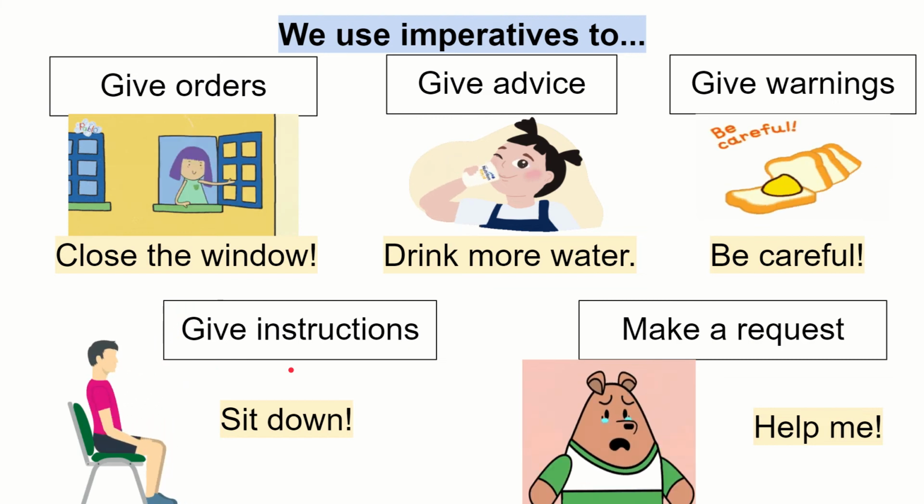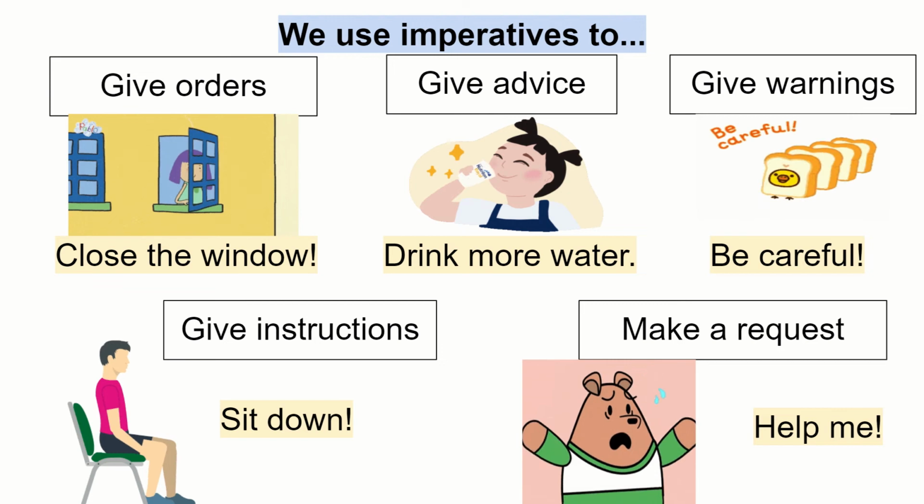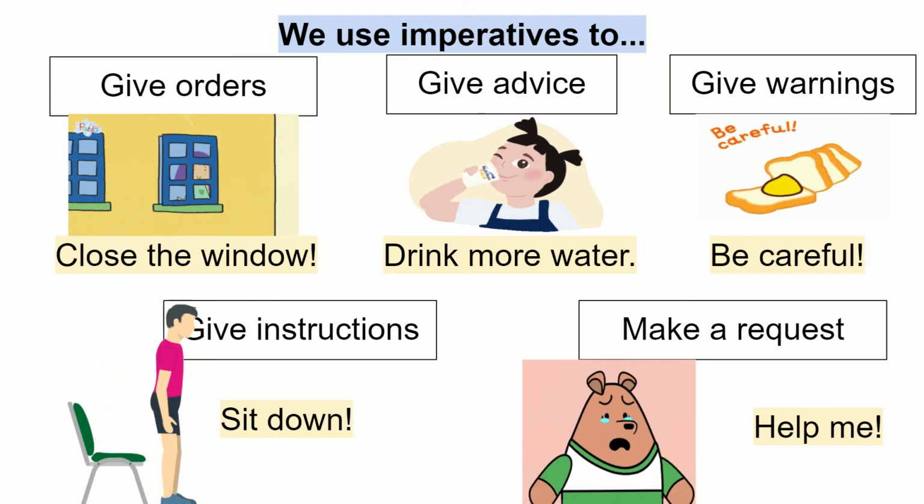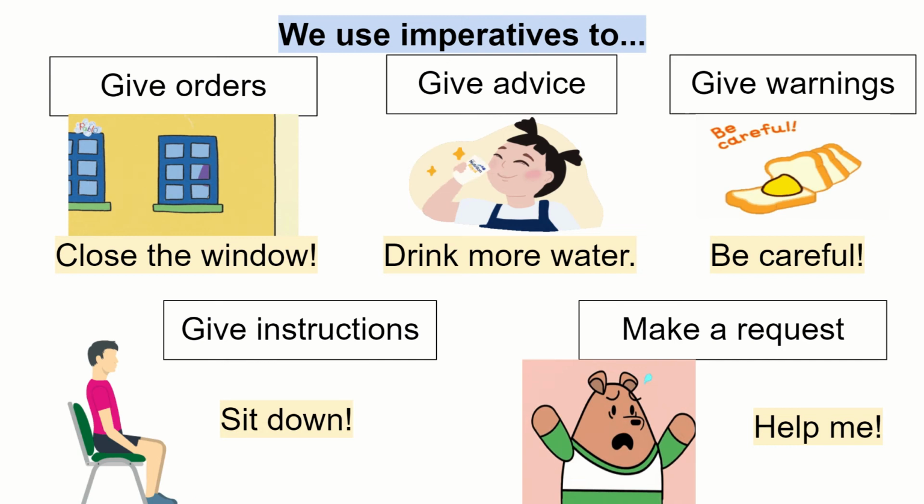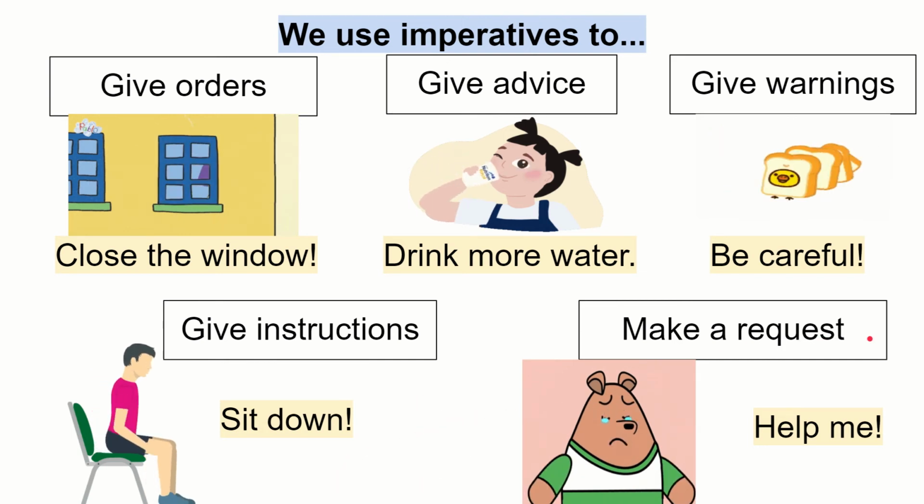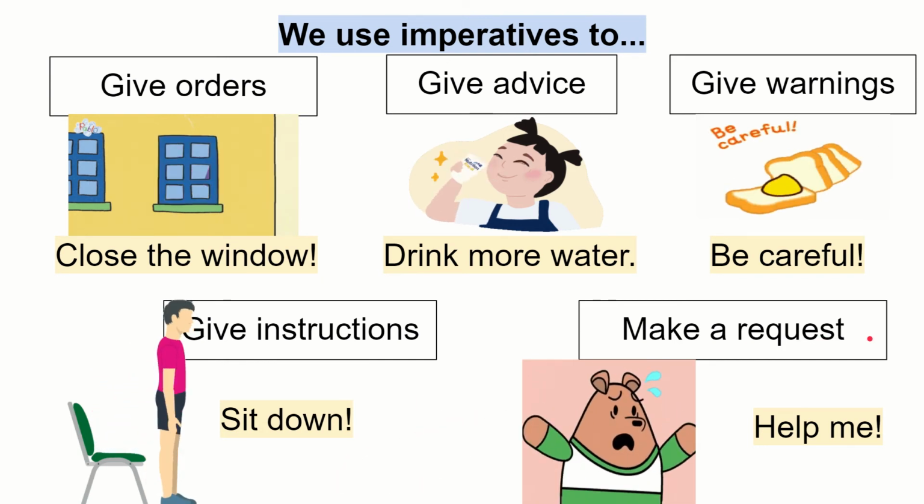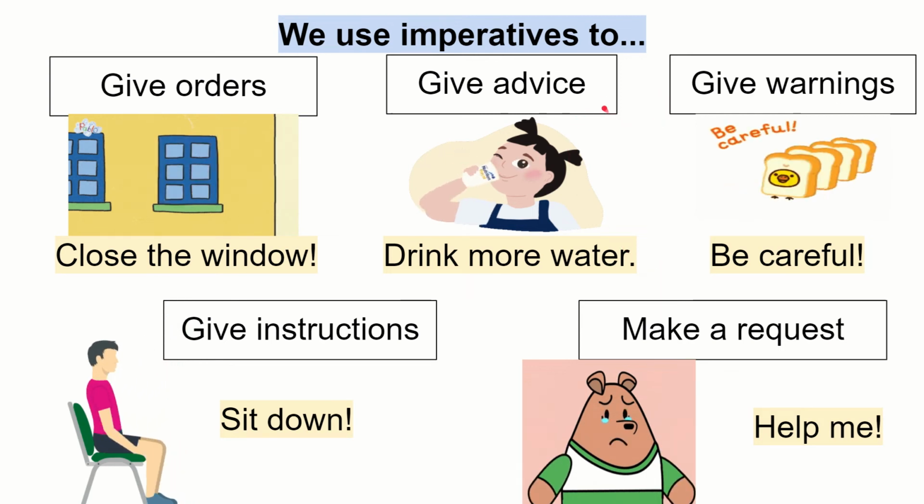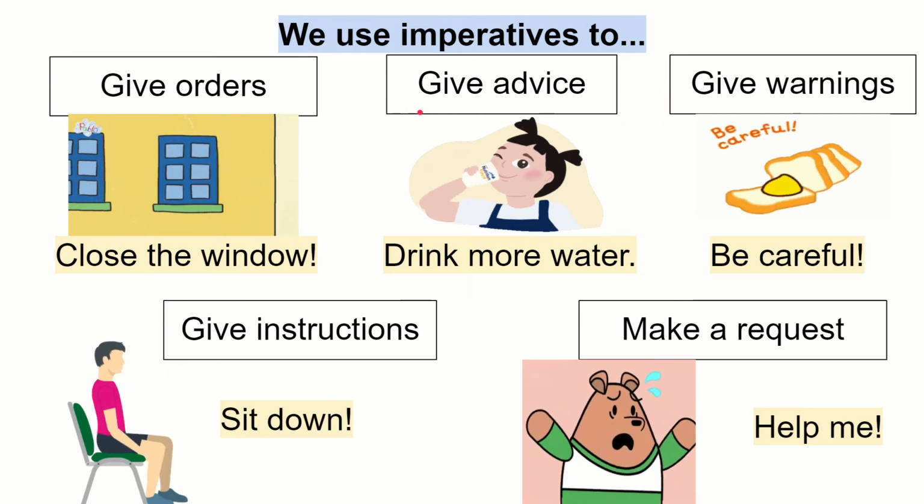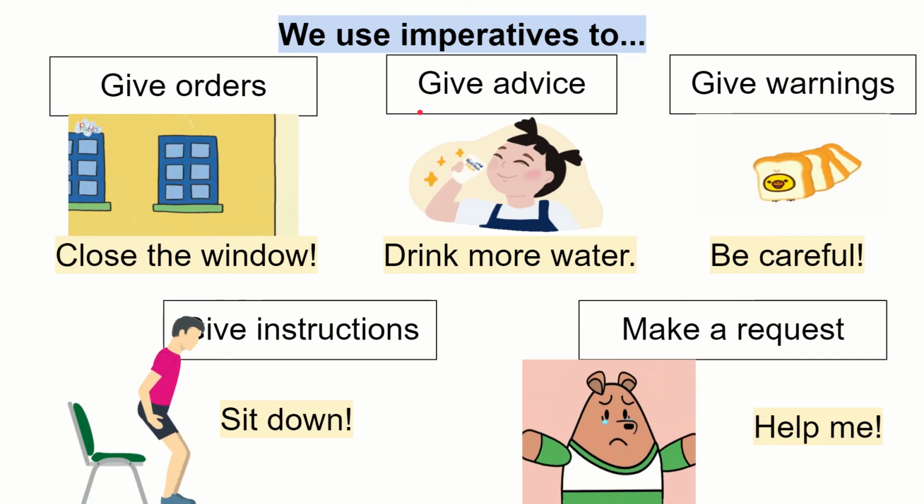For example, when your teachers ask you to sit down, stand up, keep quiet, silence, those are instructions where we use imperatives. Number 5, make a request. For example, help me. When you need help, you will request for help. These are the examples of how we use imperatives in our daily life.